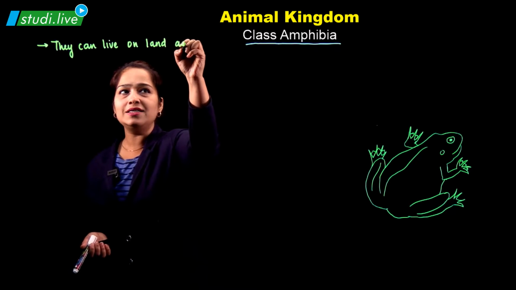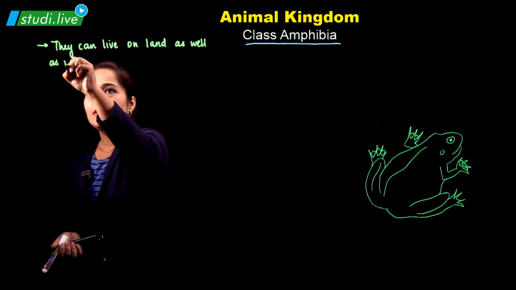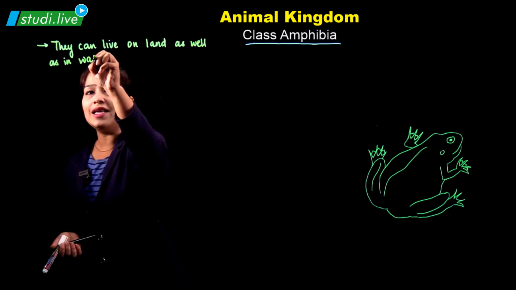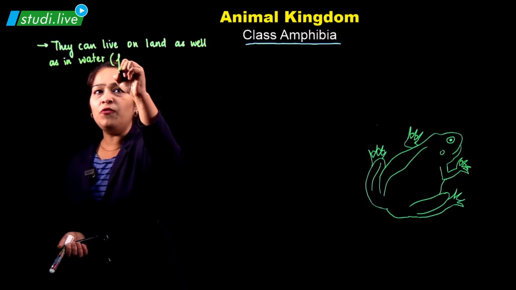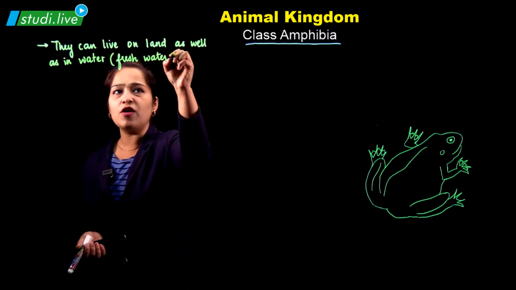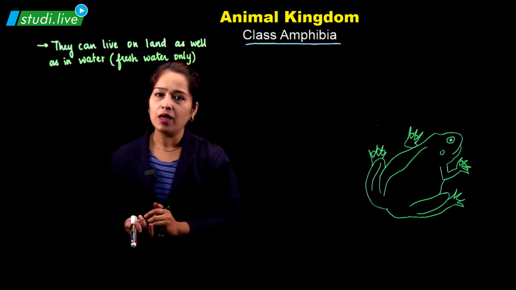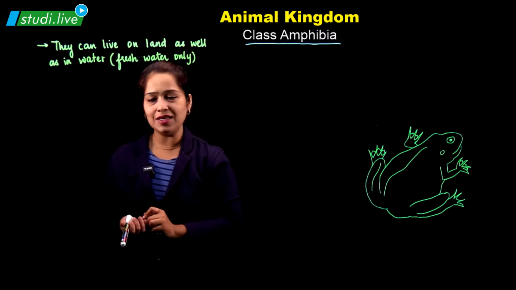Hence they are called Amphibia. Amphi means both. So here water is fresh water only, whereas the word amphi means both. They can live on land as well as in water.